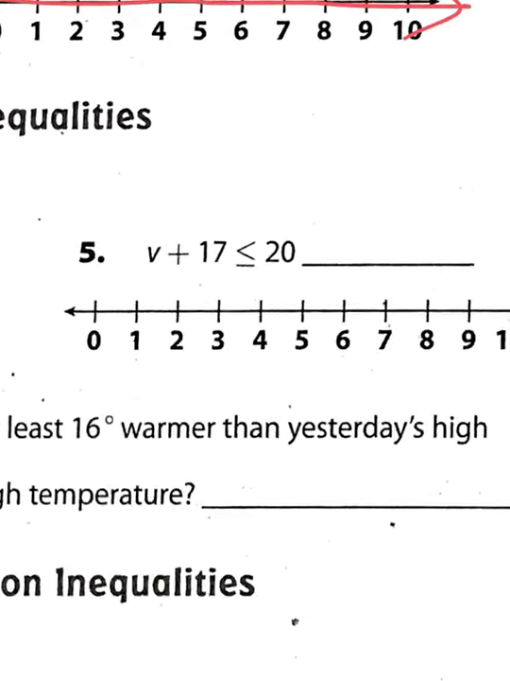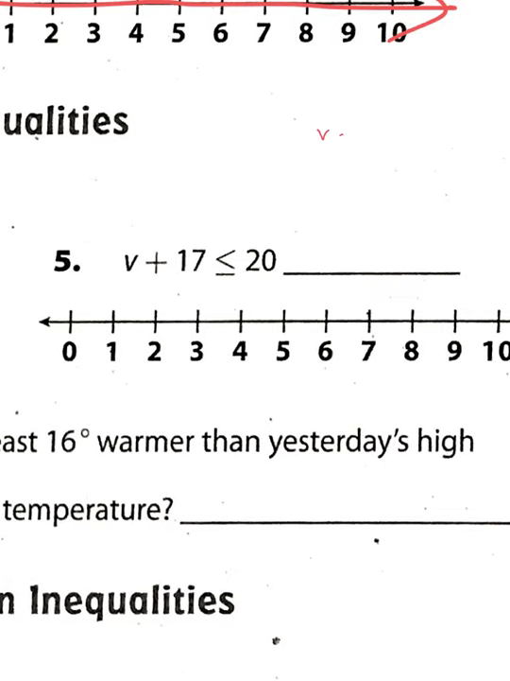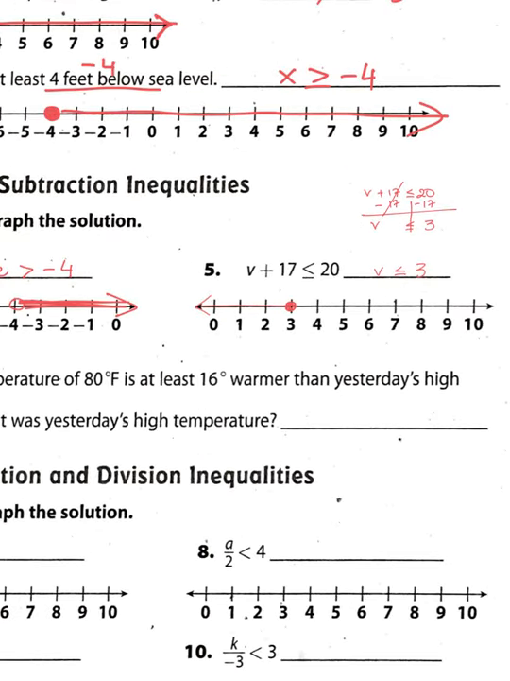Number 5, V plus 17 less than or equal to 20. Draw the line, solve it. Plus 17, I minus 17 on both sides. So my V will be less than or equal to 3. Plus 17 minus 17, zero pair. So I'm going to graph V less than or equal to 3. Less than or equal to 3 means it includes 3 and numbers that are smaller than 3. Shade my line.